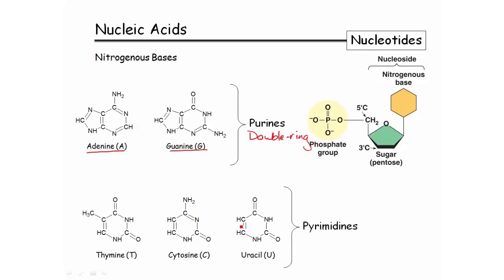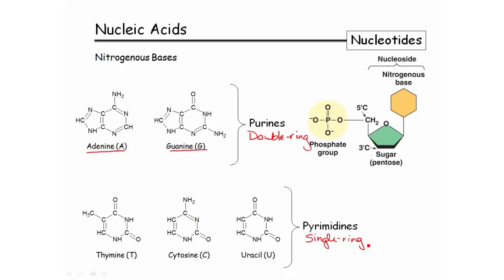As far as the pyrimidines are concerned, the pyrimidines are going to be smaller, and these are going to be single ring structures. We have 3 examples of pyrimidines. We have thymine or T, cytosine, which would be C, and then we also have uracil.